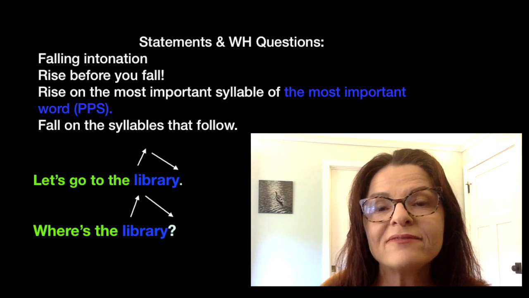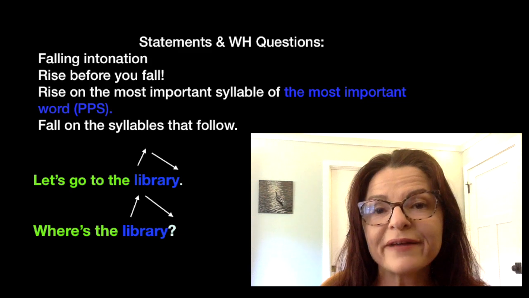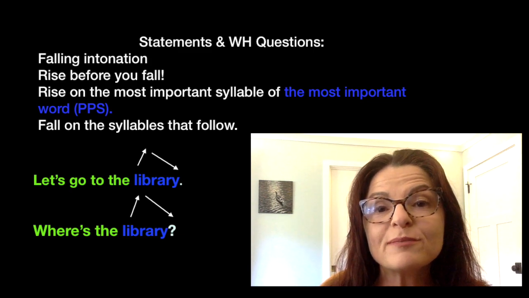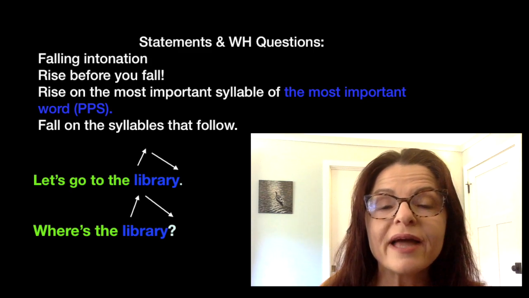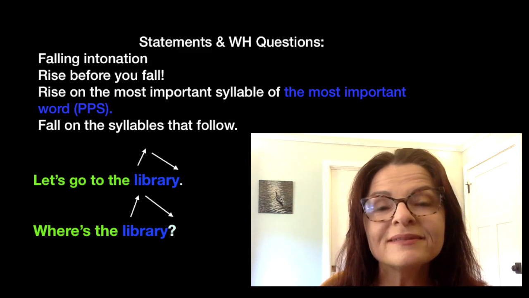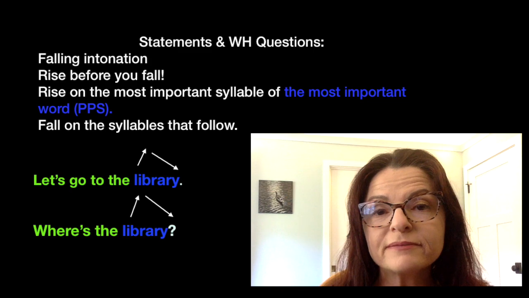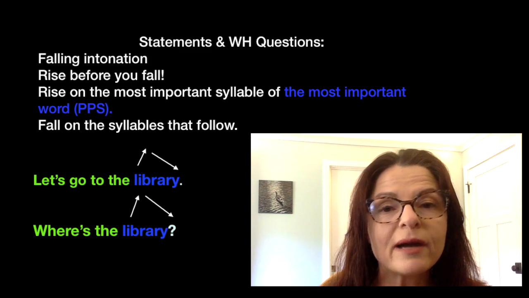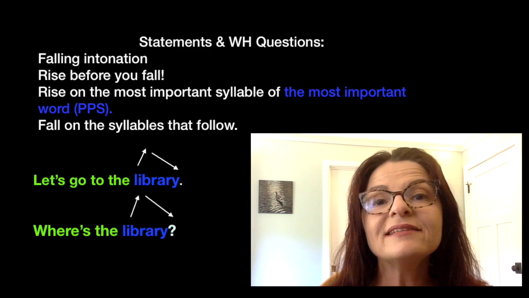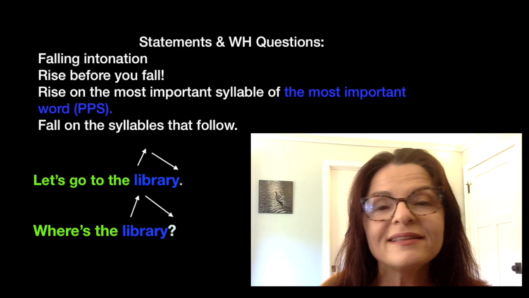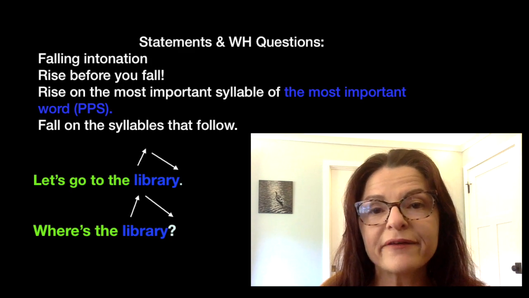So if we have, let's go to the library, library is the most important word. Usually the last word in English, if we haven't already talked about it, is the most important word. Now in the word library, lie is the most important syllable. So we're going to go up on lie and then down on brary. Let's go to the library.